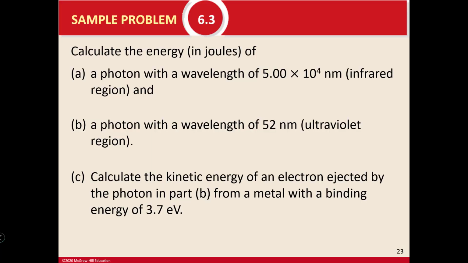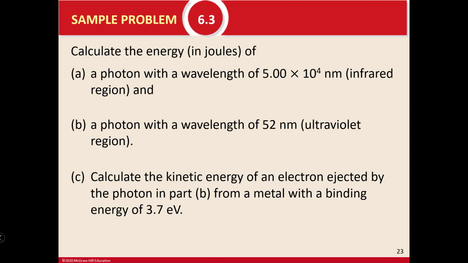So what kind of problems can you expect? Well, a photon has a wavelength of 5 times 10 to the 4th nanometers in the infrared region. A photon with a wavelength of 52 nanometers is in the ultraviolet region. Calculate the kinetic energy of an electron ejected by the photon in part B from a metal with a binding energy of 3.7 electron volts.